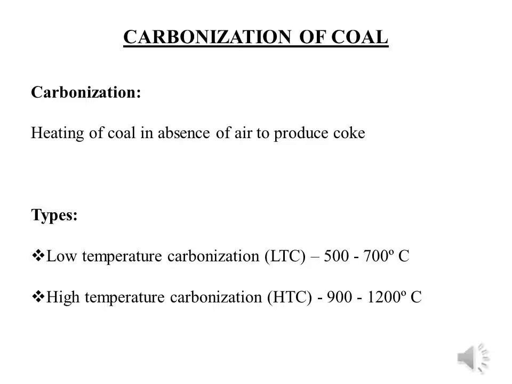Depending upon the temperature, carbonization can be classified into two types. One is low temperature carbonization and another one is high temperature carbonization. In low temperature carbonization, we have to do the carbonization process at 500 to 700 degrees Celsius. This produces weaker, bigger, more reactive products. This product is known as soft coke or caking coke.